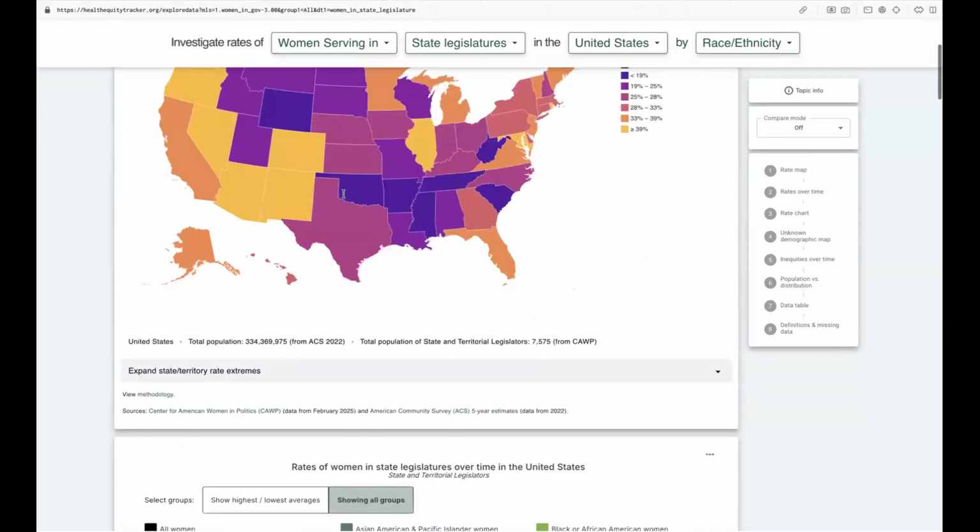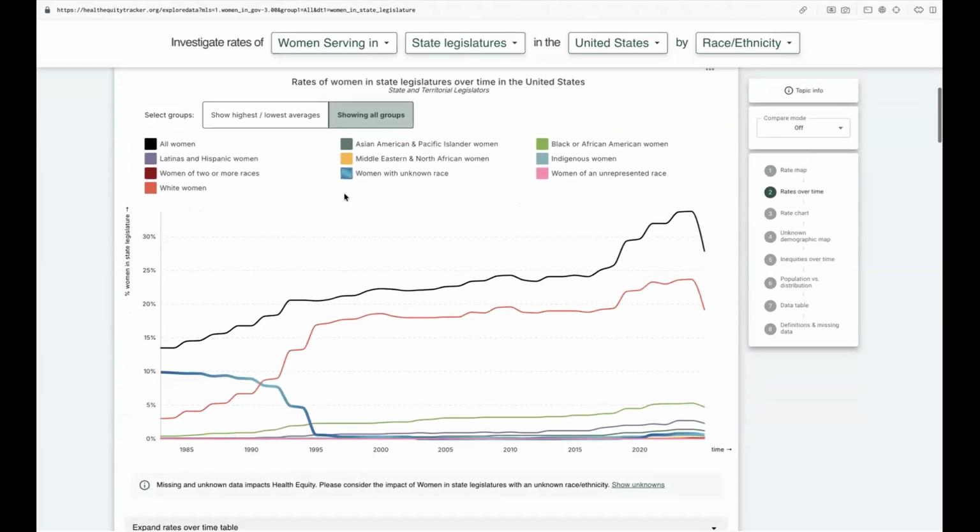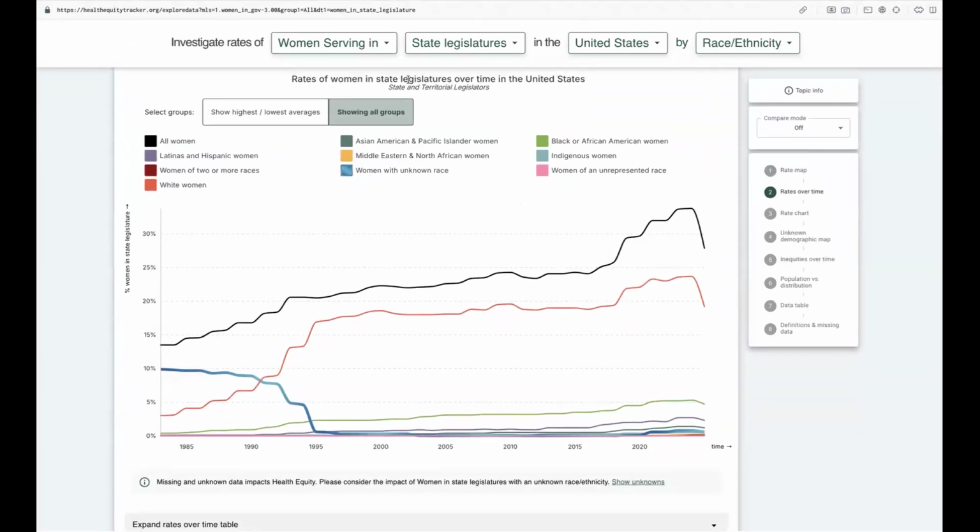We have a similar map. All of this data might be the same in nature, but we also represent those with an unknown race. And it's really interesting. You can see the share of unknown going down over time as data collection did get better. And so we're able to be more aware of the race of these women serving in government.